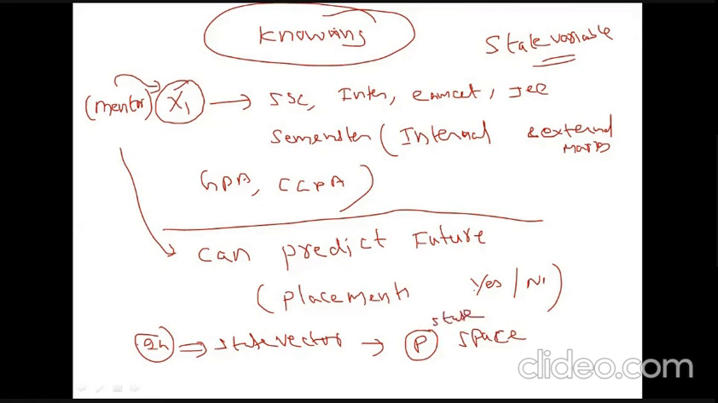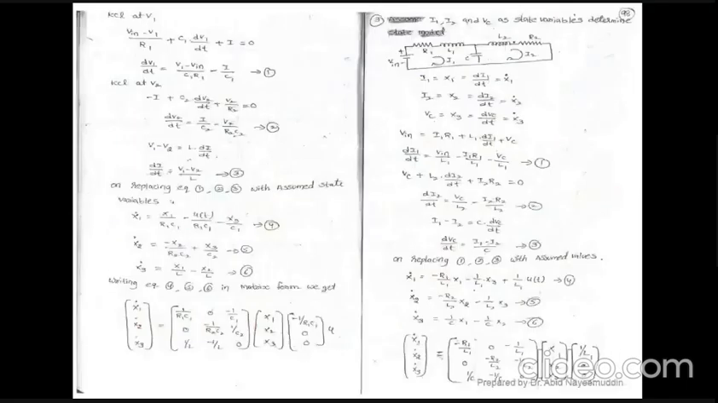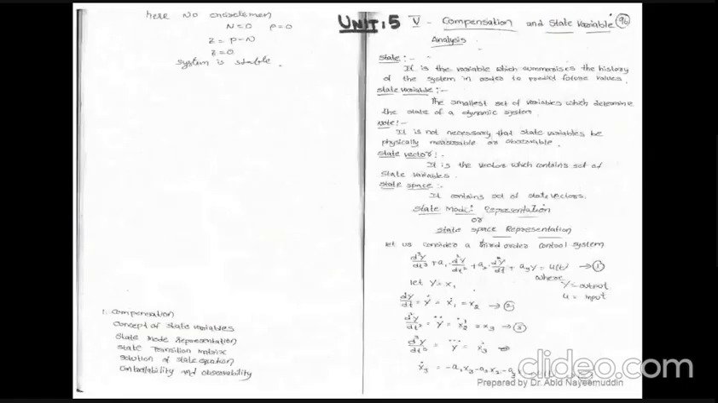So you are acting as a state variable, your mentor is acting as a state vector which consists of information of some group of state variables, a group of students, and the state space will give you the information of all. So this is the concept of state variable. This is the end of my introduction explanation.